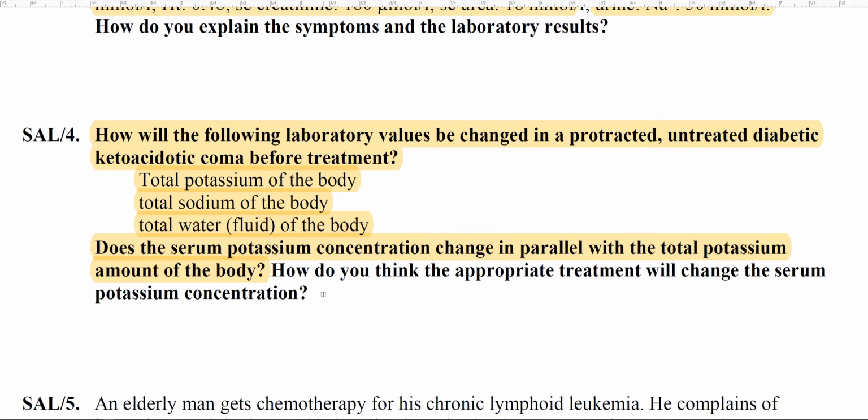Now, how do you think the appropriate treatment will change the serum potassium concentration? How are we going to treat the diabetic ketoacidotic patient? Fluid replacement, okay? Plus insulin and fluid. What will happen if you give insulin? It activates sodium potassium ATPase. So the serum potassium concentration, as well as the serum glucose concentration, will decrease. And you have to watch how the potassium is changing because it can cause hypokalemia. Later on, possibly, you have to infuse potassium as well, not only sodium, to this patient.